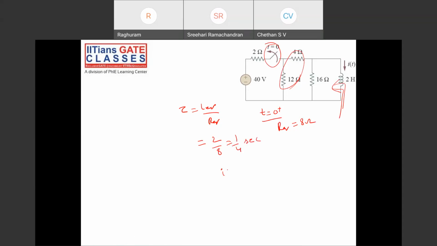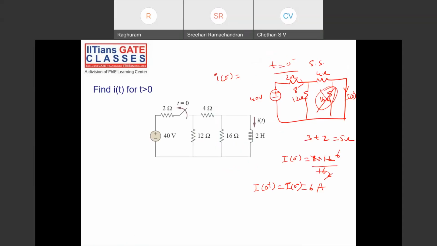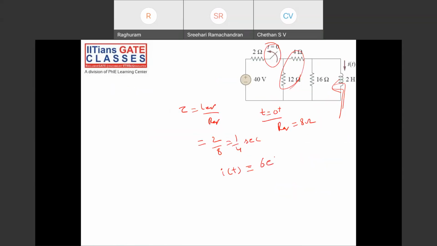I of t is I naught. I naught we got as 6. So I of t is 6 e power minus 4t. Clear? Shall I repeat or is it clear?